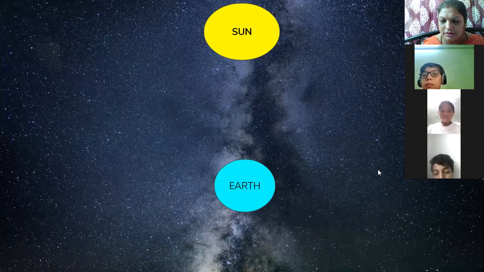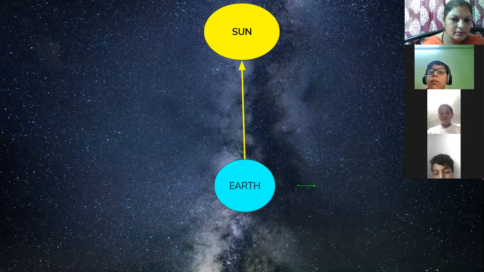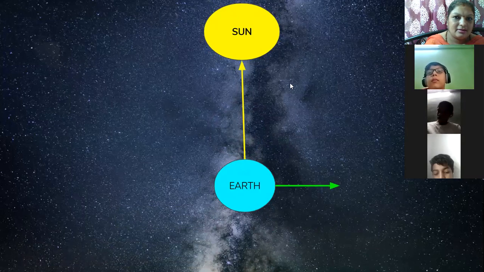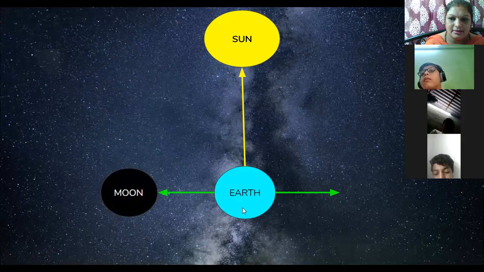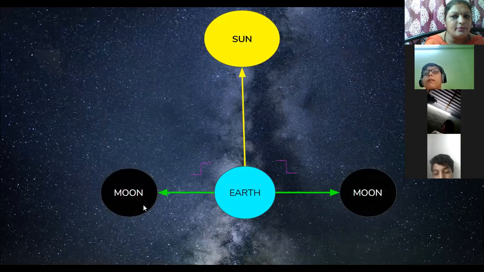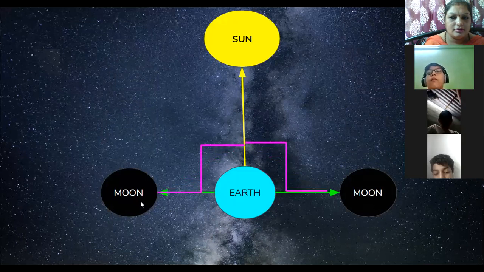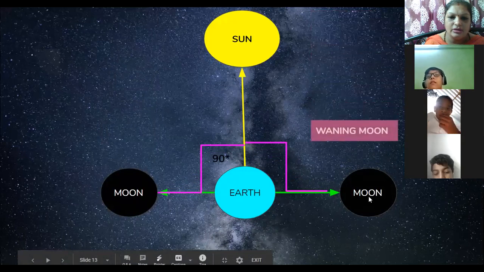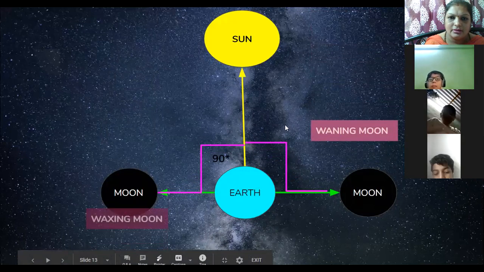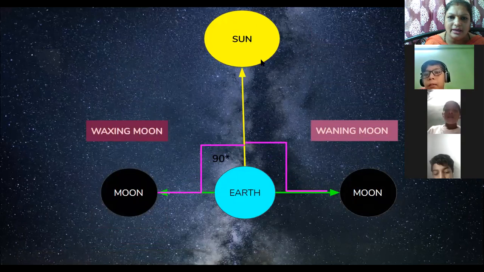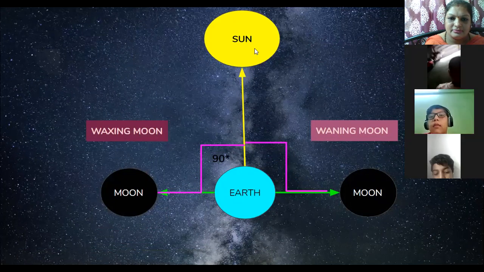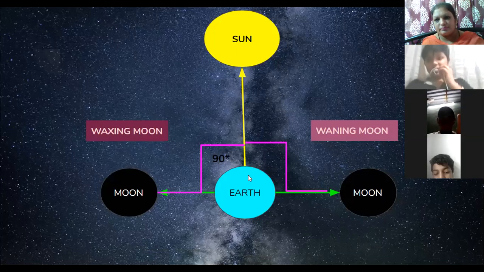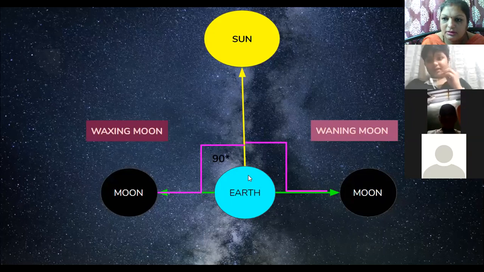Now the next picture. Now you have to answer here. The sun, the earth, and the moon. We saw the three positions of the moon. The previous was the moon was here. Then it was here. Now the moon is here. What is the angle made? Unmute yourself and answer. What is the angle made? 90 degree.